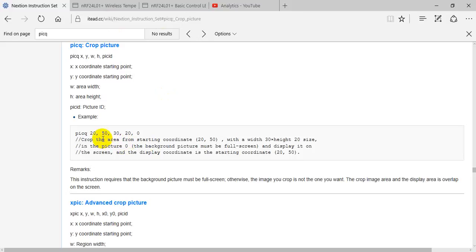So for the example here, they give you PICQ. They give you an X coordinate, which is 20, a Y coordinate, which is 50, and then the width would be 30, and the height would be 20, and the picture ID, and it just explains it here. So let's look into that.